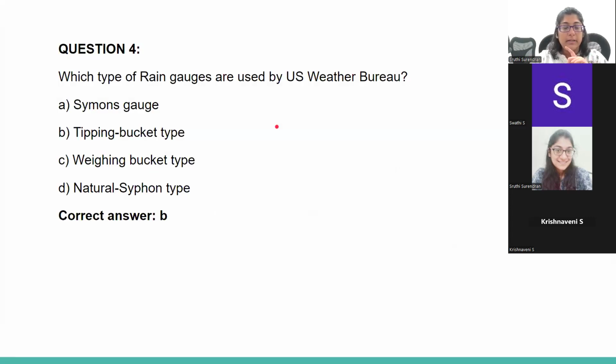So the answer for this question is the tipping bucket type, which is option B. We'll also look into the weighing bucket type and natural siphon type in the coming slides.